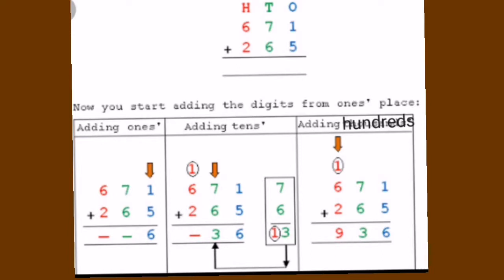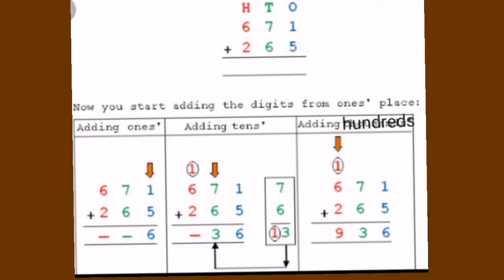In addition with carrying also we follow the same procedure, that is adding from ones, then going to the tens, then going to the hundreds. If it is a 4-digit number, then going to the thousands, like that. Let us take an example of 671 plus 265. What is there in the ones place? It is 1 plus 5. What is 1 plus 5? 6. There is no carrying.